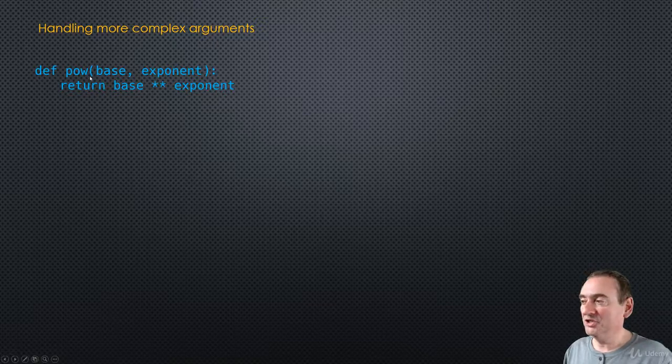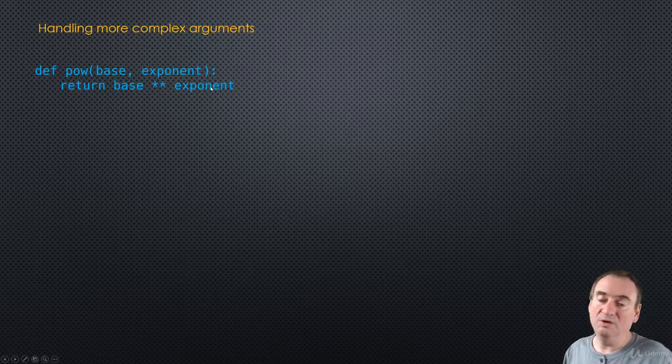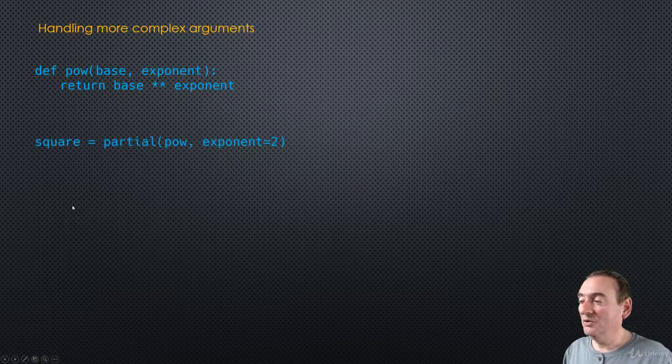Let's say we have this function here called power, which takes a base and an exponent, and it's just going to return the base to the power of the exponent. So 2 to the power of 3 or 3 to the power of 1.5, things like that. Okay. And I want to create a new function. So I'm going to use partial. It's going to create a new function. It's going to take in power as the function, the callable, and it's going to specify that the exponent is 2.